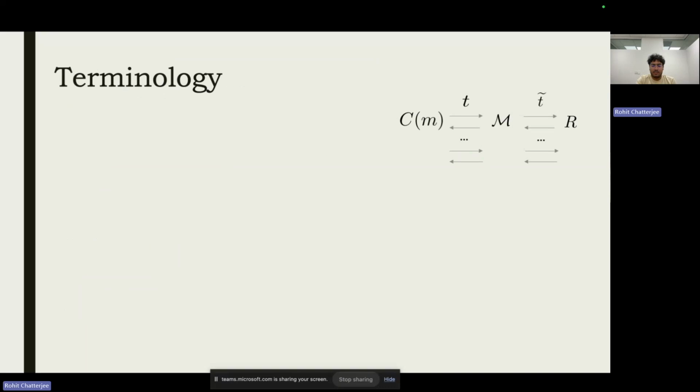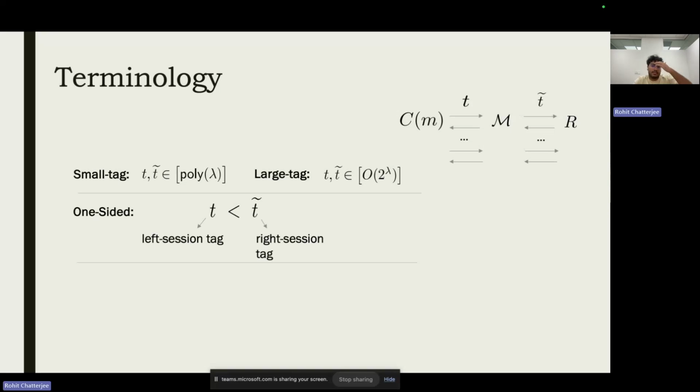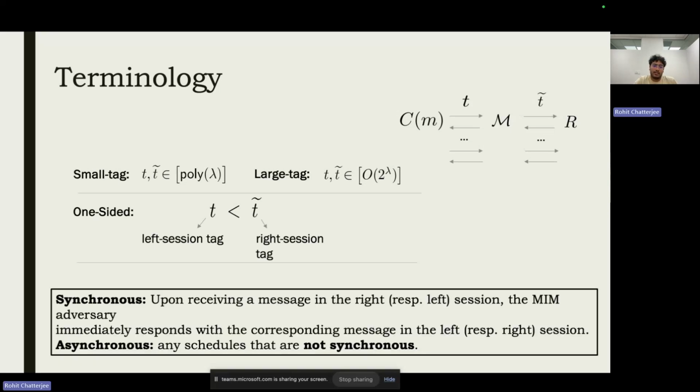Okay, so some terminology is useful, because the toy case I'm going to illustrate has these things as conditions. By small tags, I mean tags in the polynomial size range. Typically, you want to allow exponentially many tags because you don't want to limit the number of sessions. One-sided setting means the tag on the left is going to be smaller than the tag on the right. I also have some conditions on the protocol: synchronous means you schedule such that every message goes as indicated in the diagram, and any other scheduling would be asynchronous. If this is too much terminology, just ignore it. It's not going to matter much going forward.